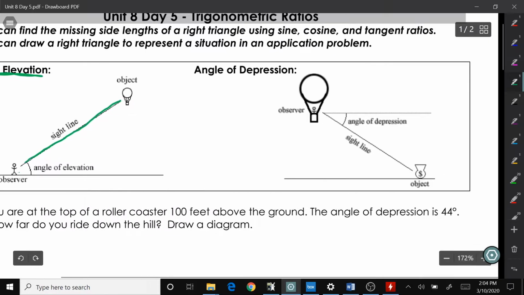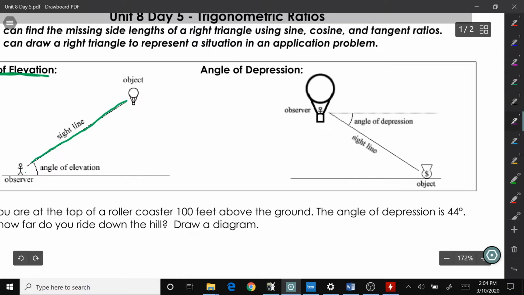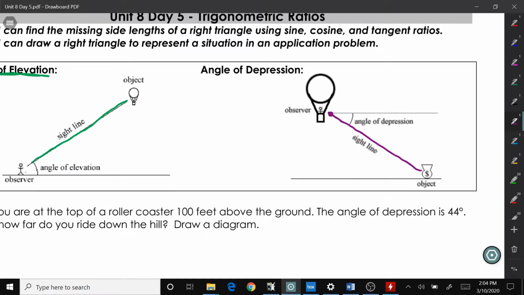Now, angle of depression, this one is a little bit trickier. So angle of depression, the observer is up in the sky somewhere, or up on top, and they're looking down. Think when you're depressed, you're feeling down, you're feeling sad. Angle of depression, you're looking down.